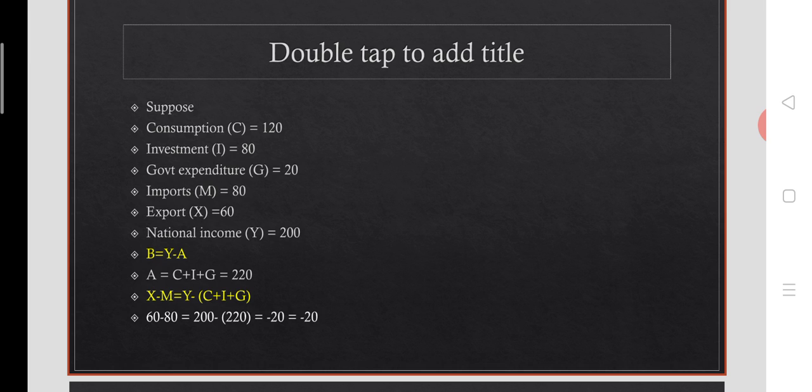So the excess of domestic expenditure over national income will be considered as the trade balance of the country. Here since the domestic expenditure is greater than national income by 20 million US dollar, same is the trade balance of the country, as its absorption is greater than income.